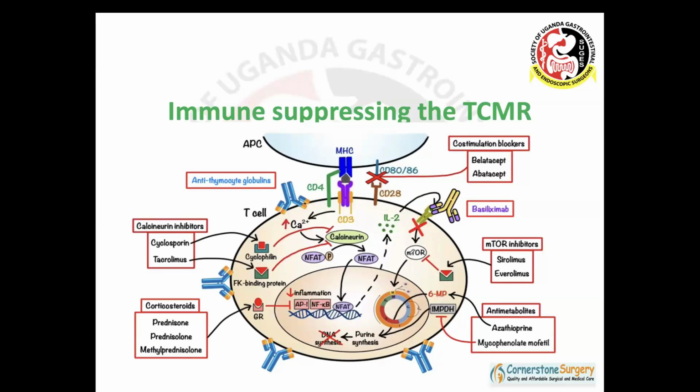And lastly, we have these other non-specific ones, like the anti-thymocyte globulins and basiliximab. These ones work mostly, as we shall see, as induction drugs. They work directly as if they are antibodies because they are globulins. So with this in mind, we can now go on.